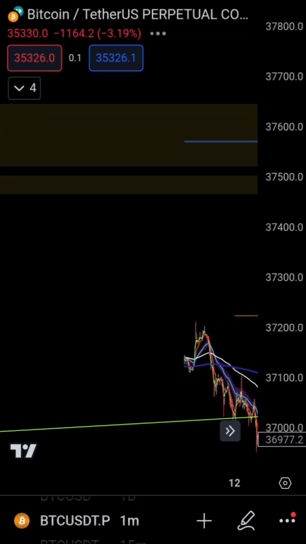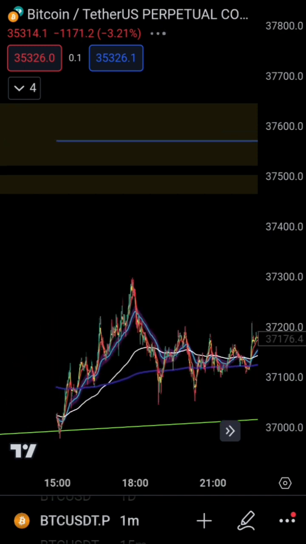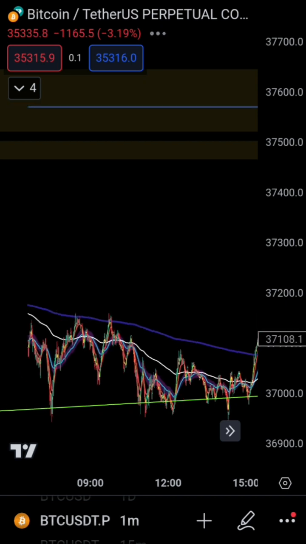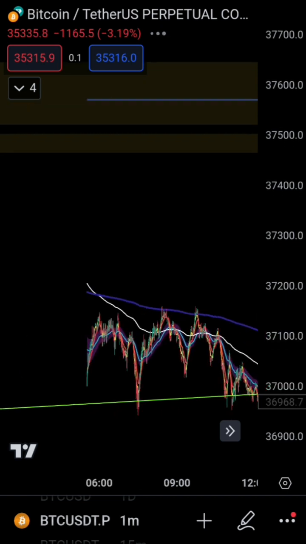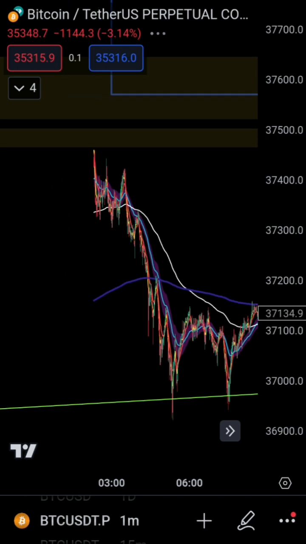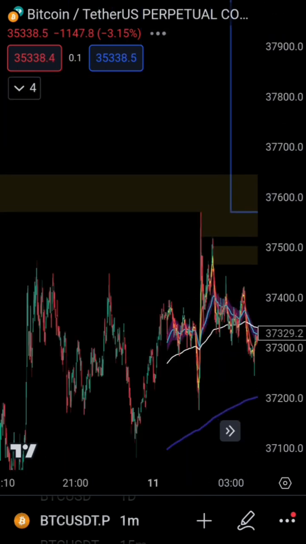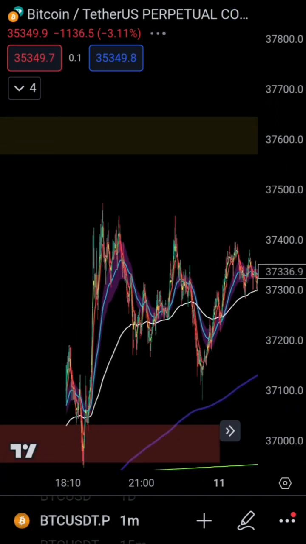Let me tell you what happened there. This is the 1 minute time frame. We had a very good signal that I love when this shows on my chart, because this is almost the ultimate signal for me to enter a trade in either direction.